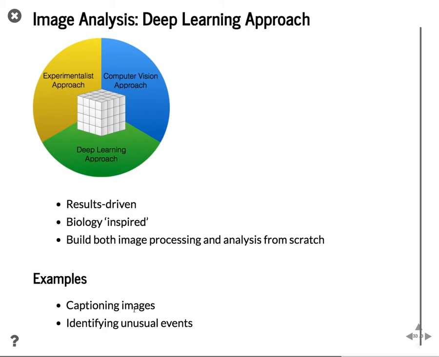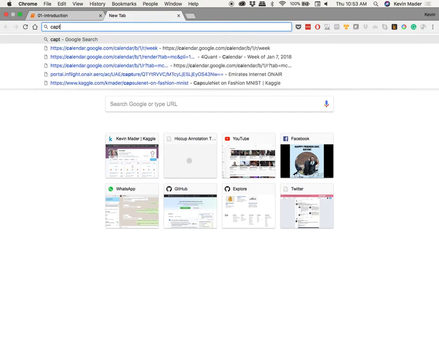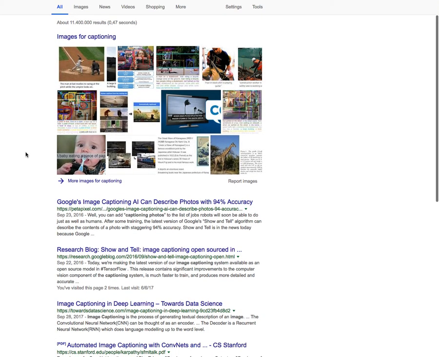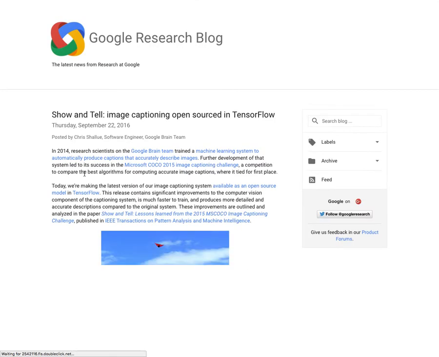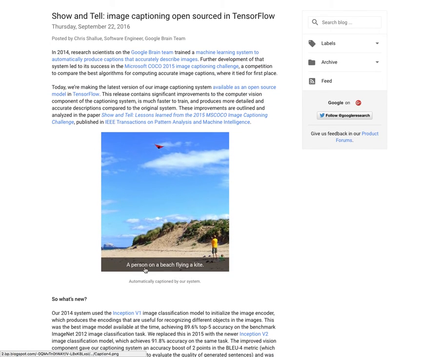This is, of course, essential if you're doing something that's an unsolvable problem from a pure implementation standpoint. If you look at something like captioning images, there are examples from Google, "Show and Tell," where they have images and are able to put them into an algorithm that outputs: a person on a beach flying a kite. This was automatically done by a computer.